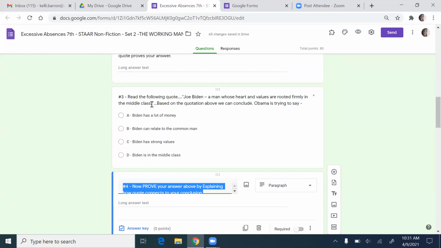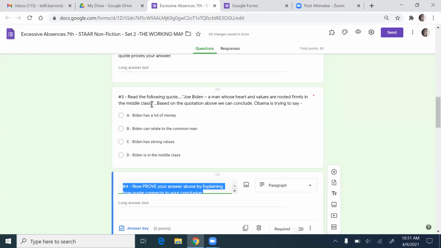They're going to want to pick D. It's because the evidence is implicit. It's not outright. It's what's hidden inside of it. We know as good readers that when it says a man who has values rooted in the middle class, it means he's not there anymore. It's where he came from. They don't know that. That's why they're low readers. They don't see the hidden meaning behind. That's why our kids struggle with inference.